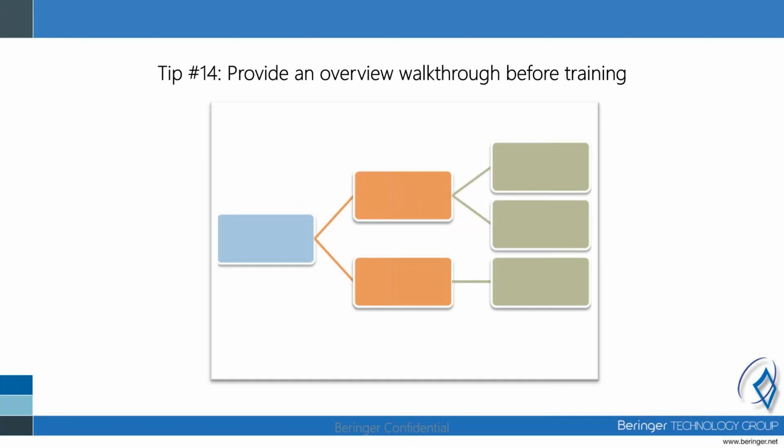Tip number 14, provide an overview walkthrough before training. Help users understand the big picture so they can understand how their role contributes to the process. Explain the system processes, including flowcharts that span across the organization to provide context for users. In addition to helping with the initial adoption of the system, a broader perspective may help users see how they can extend the system to streamline operations in the future.